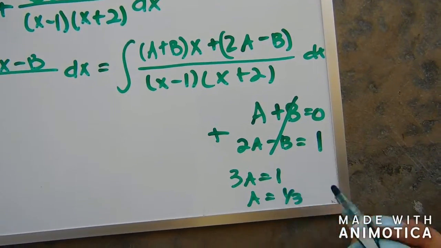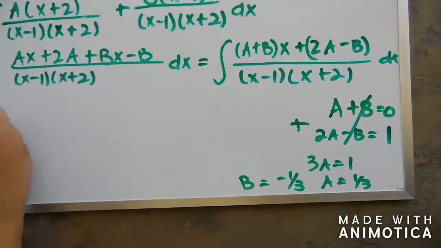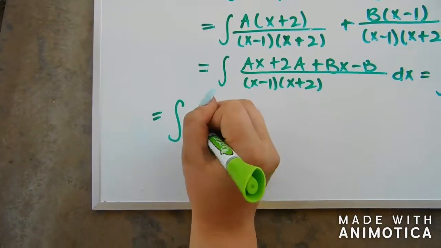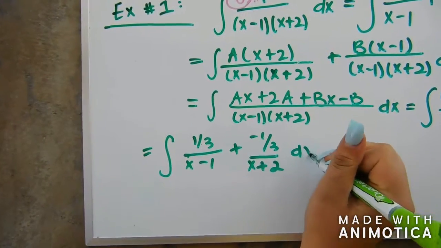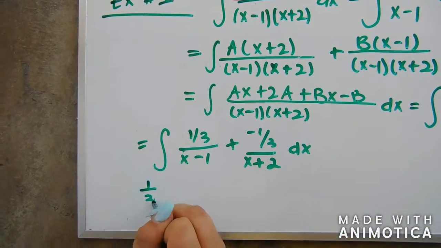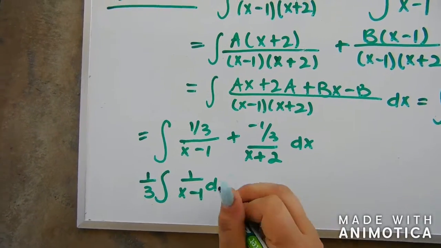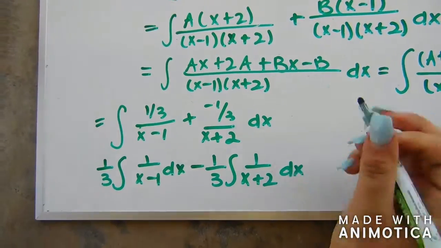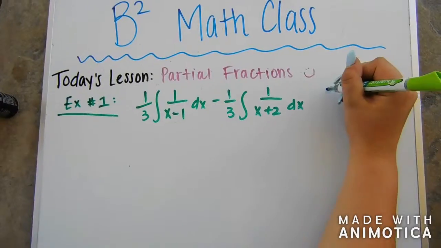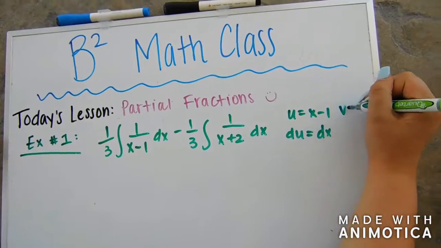So then you go ahead and just solve for it, you add them, and then you end up getting A equals 1/3, and if you plug it back in, B equals negative 1/3. So now using the values of A and B, you go back to the equation where we originally split it up between A and B, and you plug it in, and then you go ahead and get that integral. And then you have to rewrite it, and you get 1/3 integral of 1 over x minus 1 dx minus 1/3 integral of 1 over x plus 2 dx.